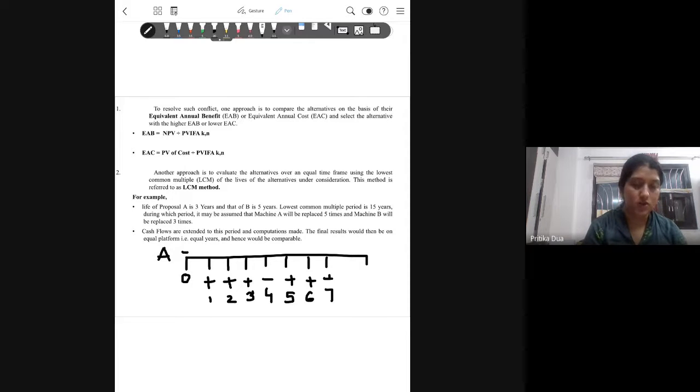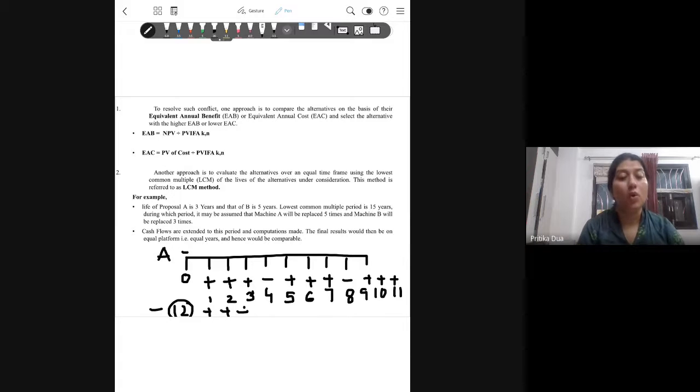Then again, this project has expired after the 7th year. The 8th year would be the year of outflow, followed by inflows in the 9th, 10th, and 11th year. Then again, at the end of the 12th year, you will have an outflow followed by inflow at the end of the 13th, 14th, and finally 15th year. So what you have done, you have repeated the same project over an extended lifetime.